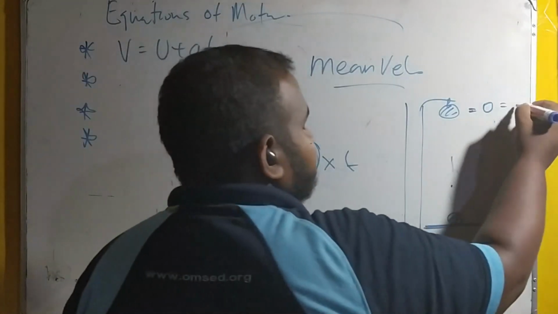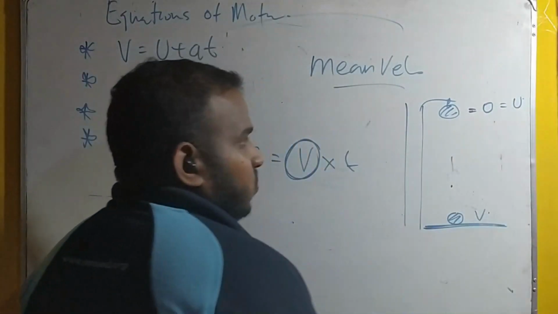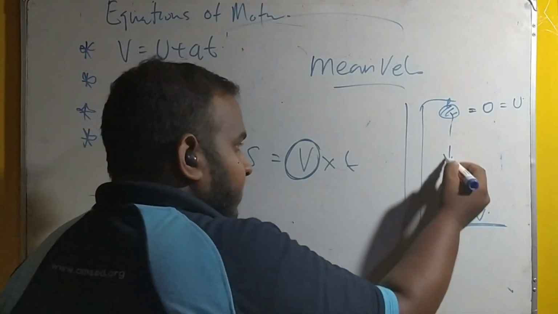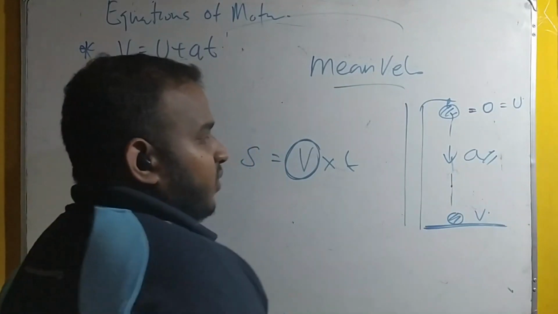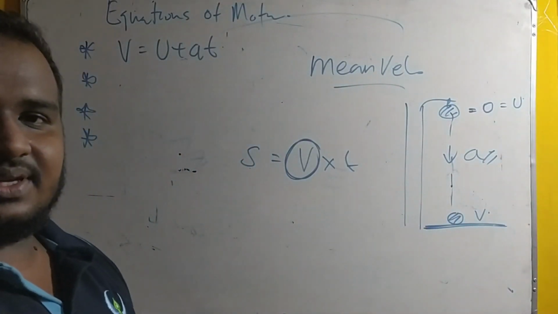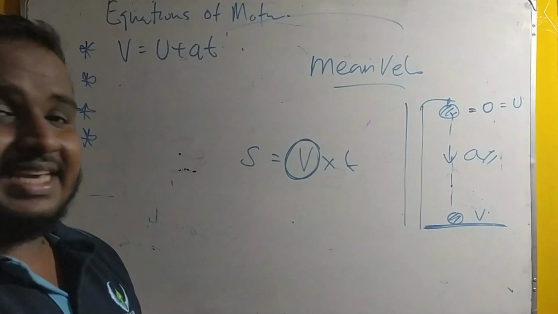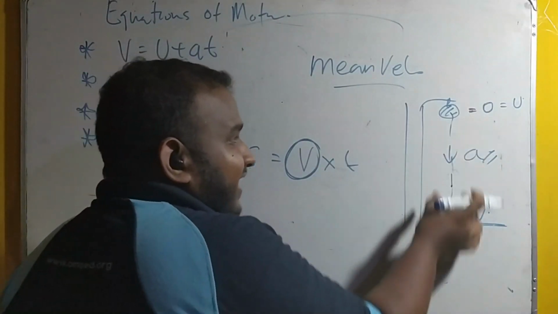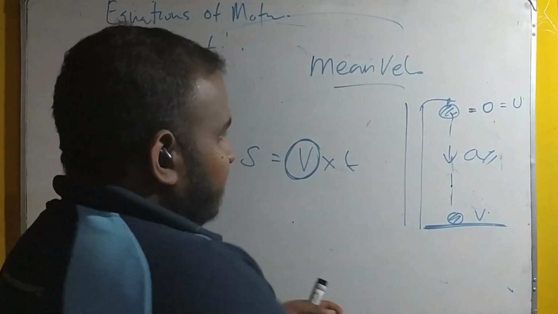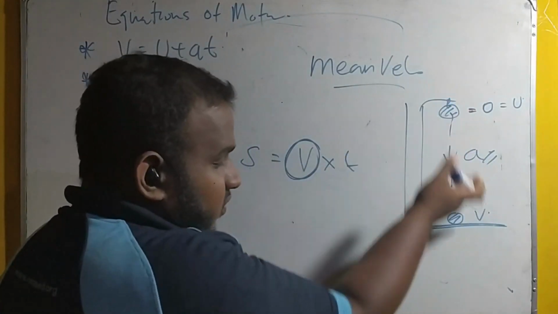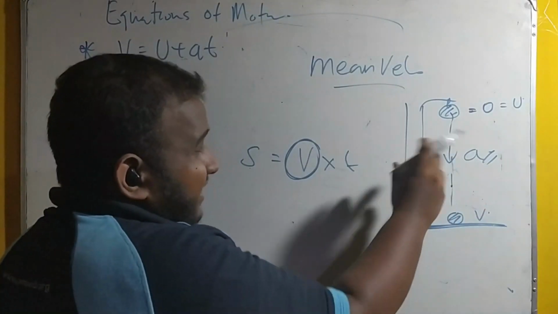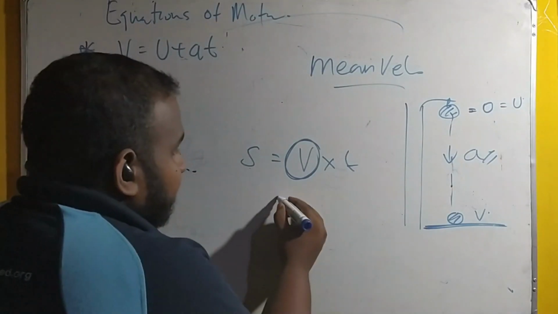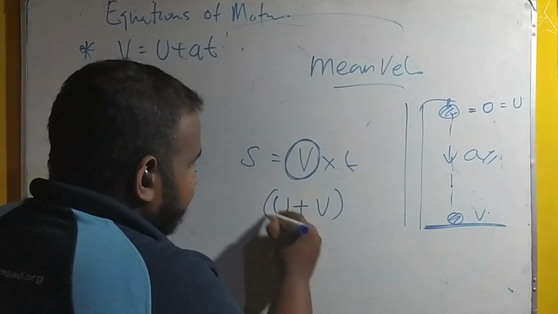The initial velocity is, let's say, u, and the final velocity is v. So it is moving with uniform acceleration. As it is moving with uniform acceleration, if they ask you what is the mean velocity, the average velocity of this motion, you can say simply add u and v and divide by 2.